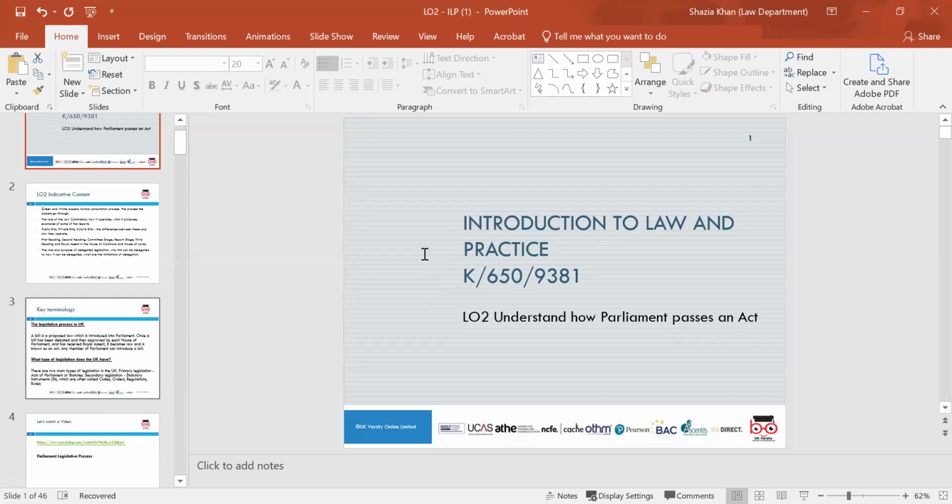of Parliament. But before we go into learning outcome 2, I just want to give you an overview of what we did in the last session, which was learning outcome 1. So in the last session, we looked at understanding the structure of the English legal system and how it works in line with different elements such as common law, equity, things like that.